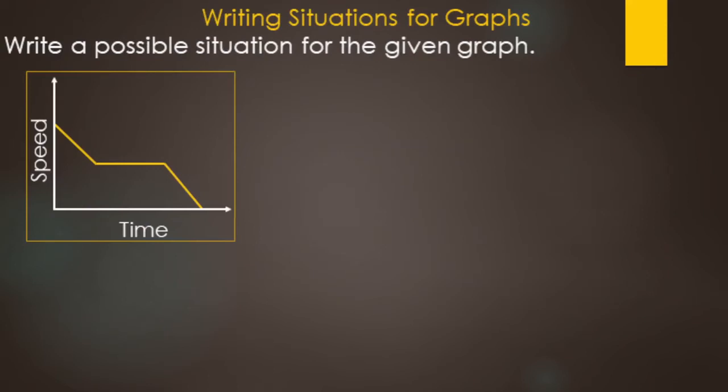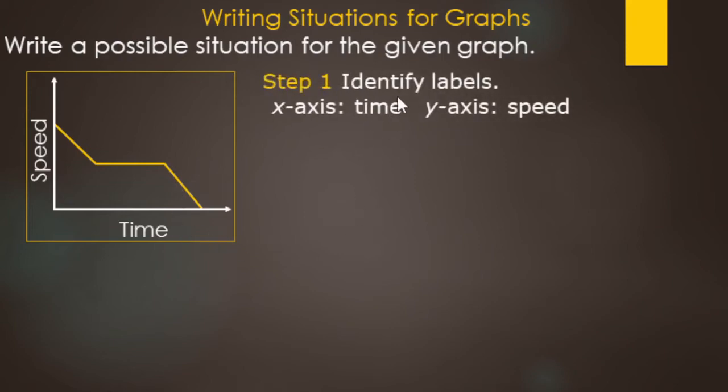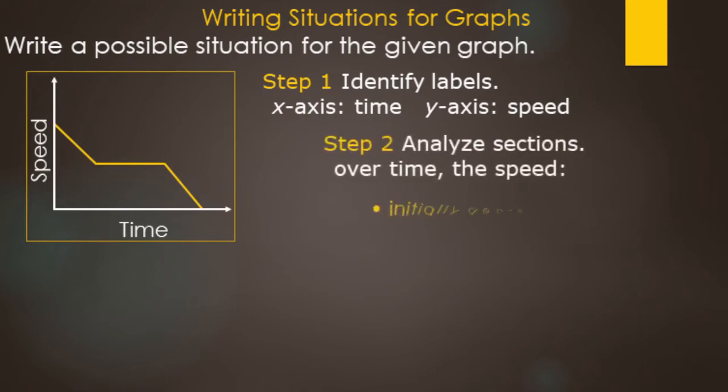So now we're going to go backwards. Here we're going to start with the graph, and then we're going to be writing a situation for that graph. So we have speed versus time. As we go from left to right, the time is increasing, and we can see what the speed is doing here. So basically, again, the x-axis is going to be time, and the y-axis is going to be speed. So we're looking at the comparison or the correlation or the relationship of speed versus time. And so now we got to look at the sections.